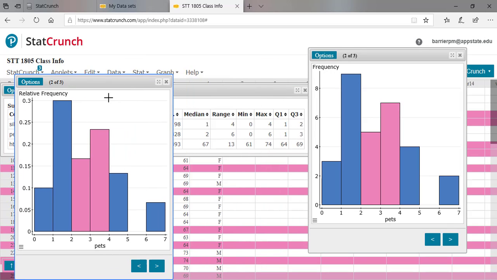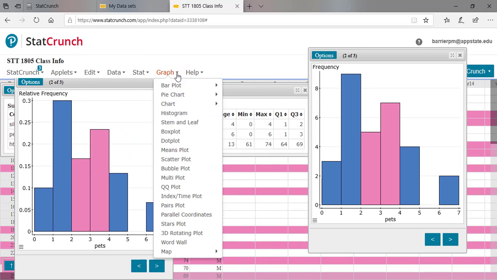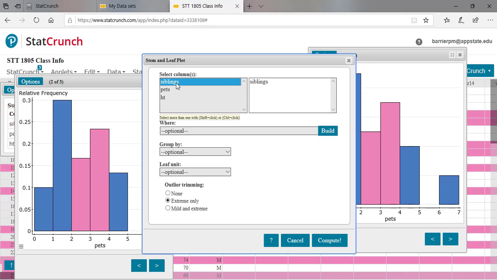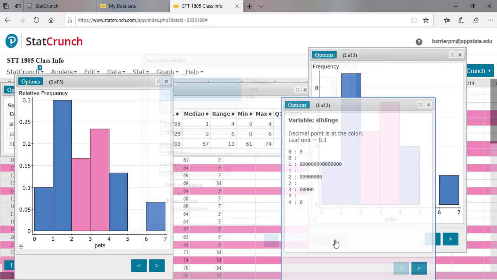Okay, so that was histogram. Let's take a look at stem and leaf. And we'll do the same thing for every single one. I didn't look at height again, did I? Height would be the same way. It's going to have the same shape, just like what we just discussed.